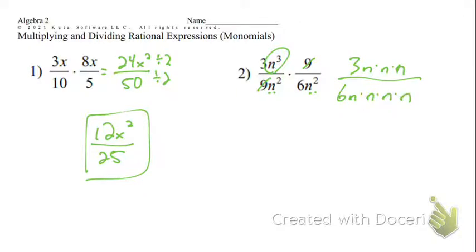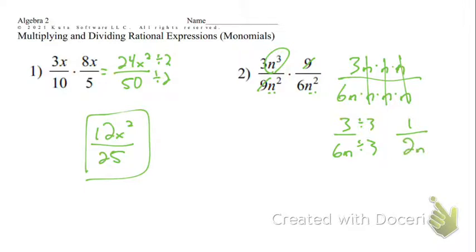So I'm going to deal with the n's first. Every n that I can match up on top and bottom goes away. Now, I would be left with 3 over 6n. The only problem is they're both divisible by 3. So if I divide the top and bottom both by 3, I end up with 1 over 2n.